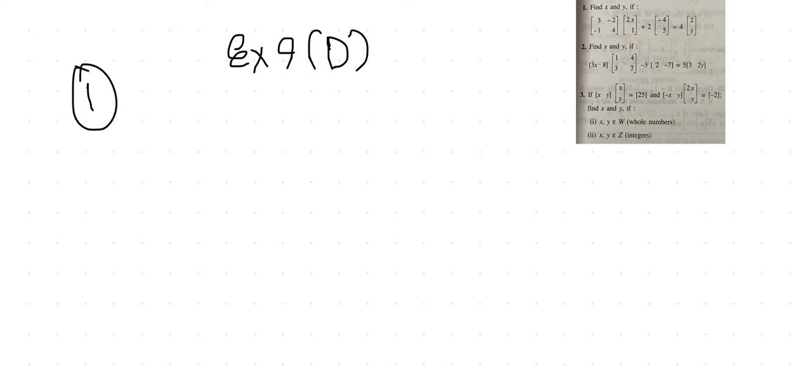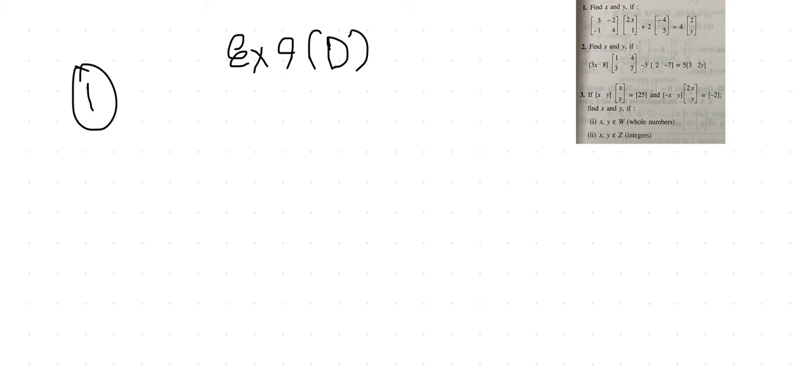Now children, since we are done with exercise 9C, we will now be moving to exercise 9D. So I will write down exercise 9D. Okay. So we'll look at question number 1. Clearly children, this exercise is going to be a revision one, so we'll try to do it as fast as possible.